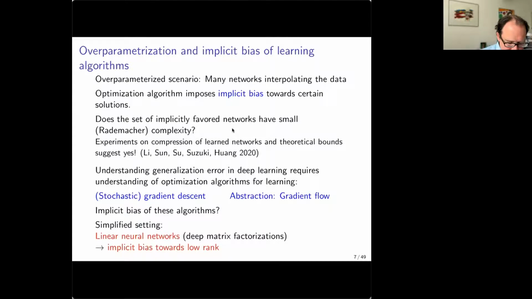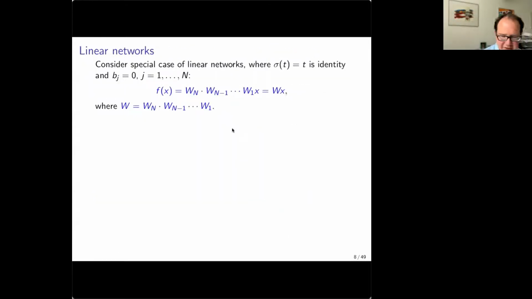And it turns out that this basically corresponds to a matrix factorization, and that we then have an implicit bias towards low rank solutions. So in some sense, and this is also my own working hypothesis, the networks that are learned in practice do have some form of low complexity, which is imposed by gradient descent.